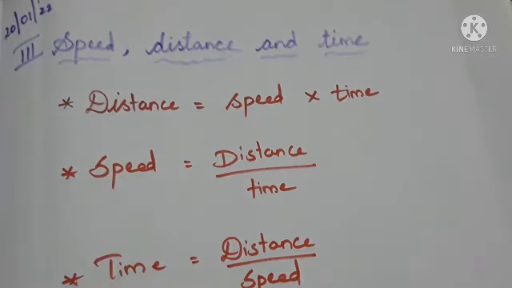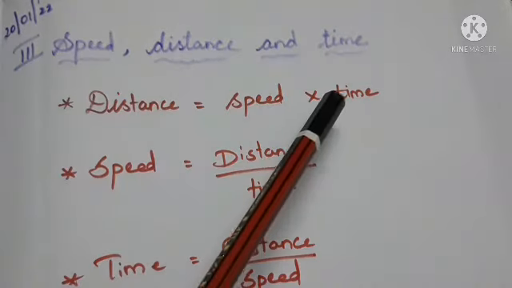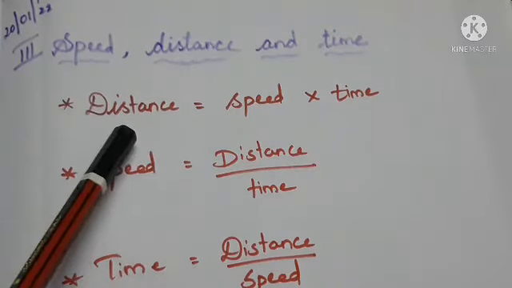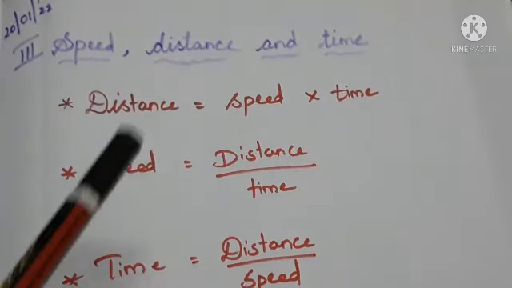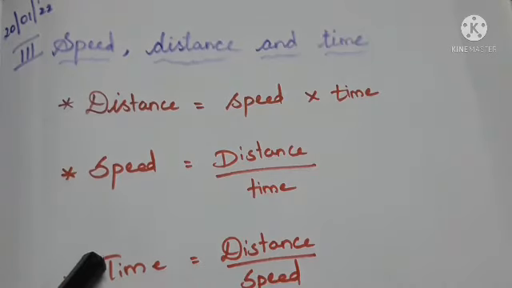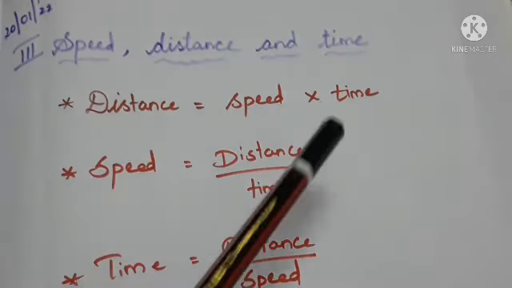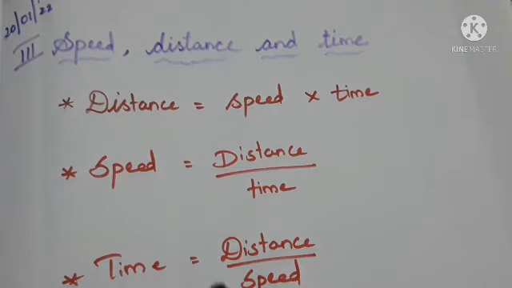Look at the next, third formula. The same thing, only here we are going to calculate the time. So time is equal to distance, the multiplication symbol will change to divide, and speed will come down. So we will get the formula time is equal to distance by speed.